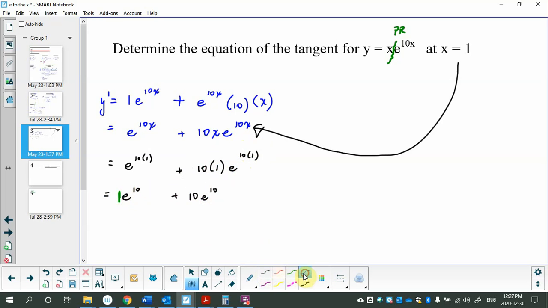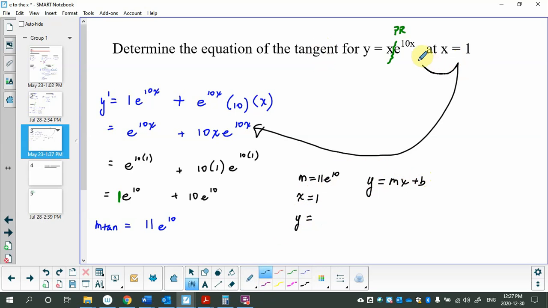So the slope of the tangent is equal to 11 e to the 10. I don't need to worry about the slope of the normal. That makes me excited, so I can almost start my y equals mx plus b. I've got an m. It's super ugly. Oh well. I've got an x. I just need a y.